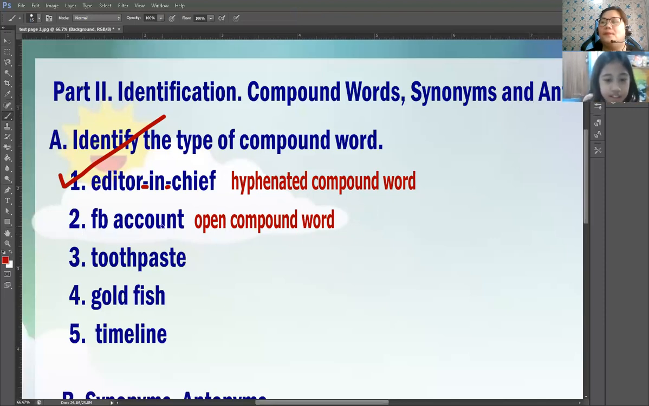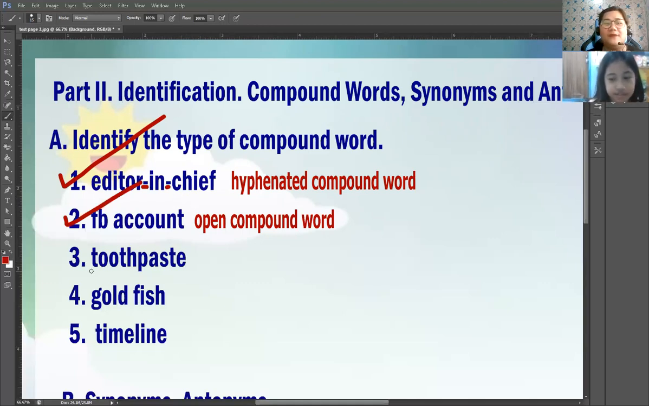Because it has a space in between the two words. Which words? The FB and the account. Okay, very good. That's right. Thank you so much for that, Karsten.